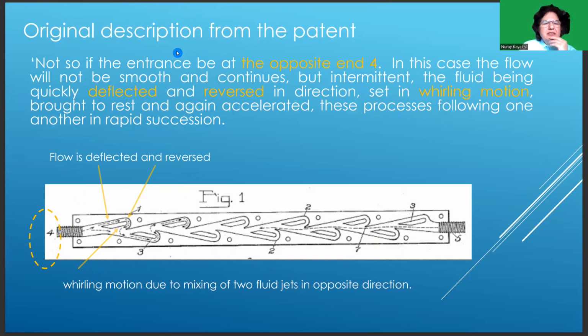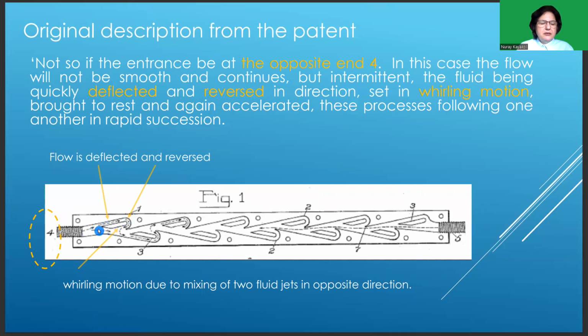So I'm going to read this description of the patent. "Not so if the entrance be at the opposite end 4." So this is number 4. "In this case, the flow will not be smooth and continuous, but intermittent, the fluid being quickly deflected and reversed."